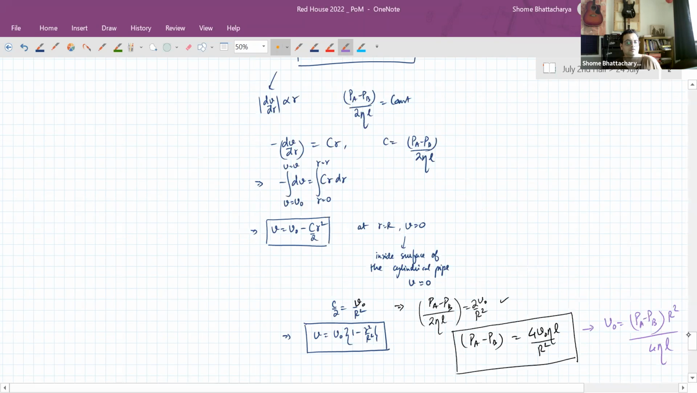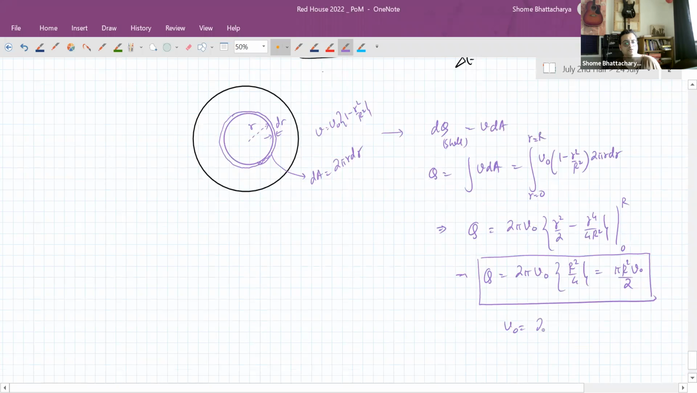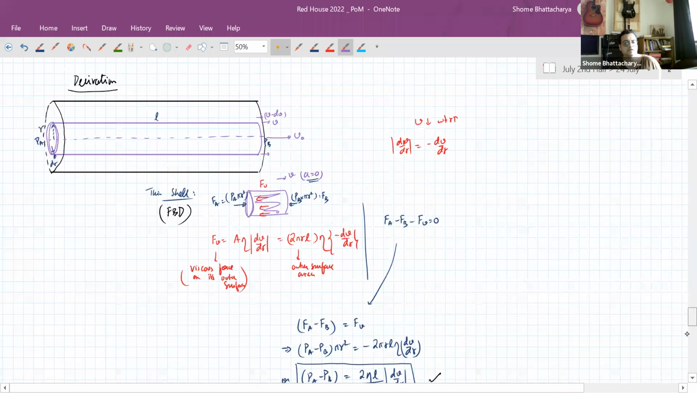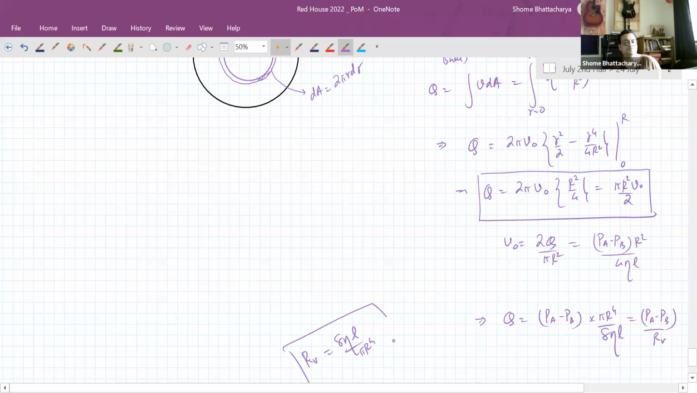Okay, so now we can eliminate this. So V naught is equal to 2Q upon pi R square, and that is equal to, from above, the pressure difference into R square upon 4 eta L. So you get that relation, that the volume flow rate is the pressure difference into pi R to the power 4 divided by 8 eta L, or what we write as this pressure difference divided by viscous resistance. So viscous resistance is this factor, 8 eta L divided by pi R to the power 4. Okay. So this is the proof of it.